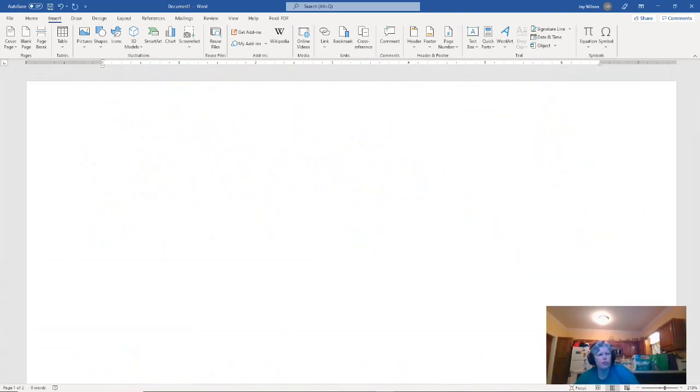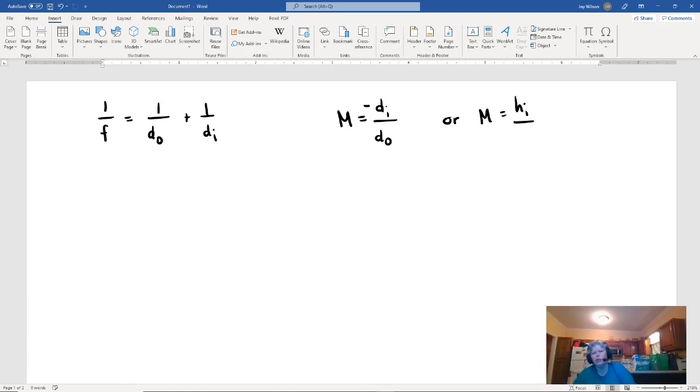We're going to be using these two equations for all the mirrors and all the lenses. It's the same equation. So we use 1 over f equals 1 over do plus 1 over di. And magnification can be found two different ways. You can do negative di over do, or you can do magnification is height of the image over height of the object. So let's talk about what the signs do.